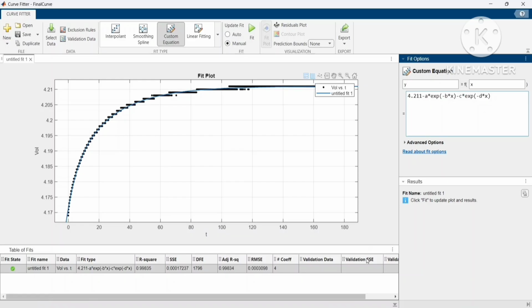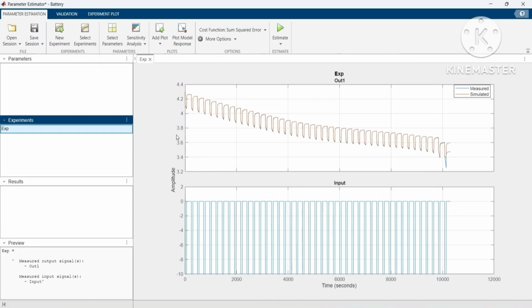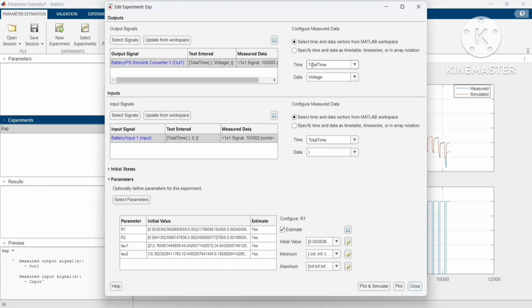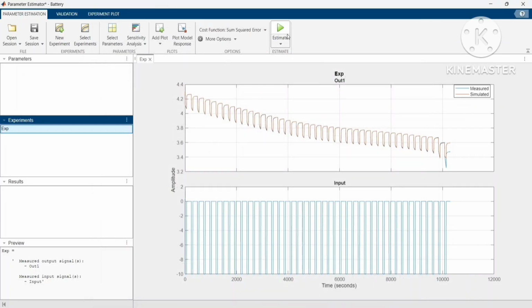There is another method which takes less time, which is the parameter estimation. For that, we need to make a new experiment and choose voltage as an output signal and current as an input signal, and select the parameters R1, R2, tau1 and tau2, and plot and simulate. And click on estimate. This actually fits the curve perfectly because I've already carried out this experiment and I have the correct values for the internal resistance and two RC circuits.